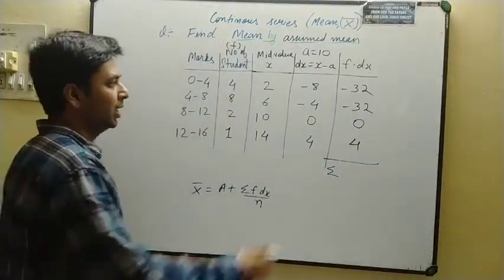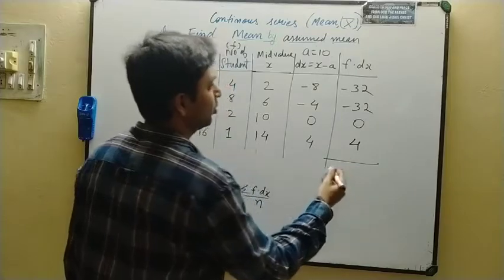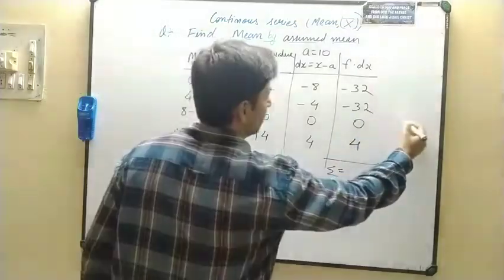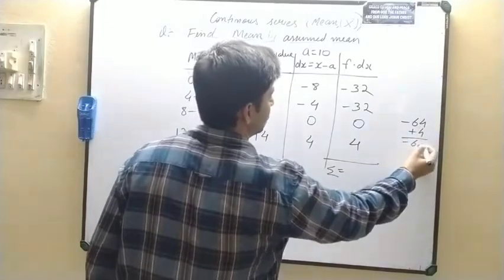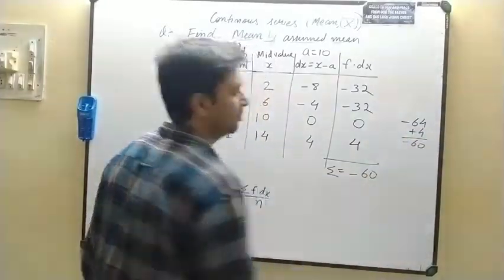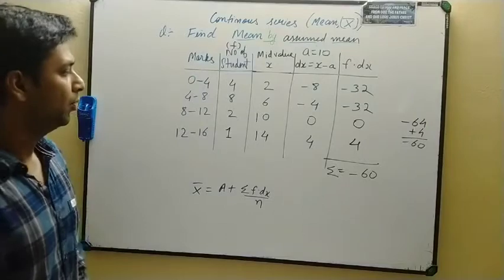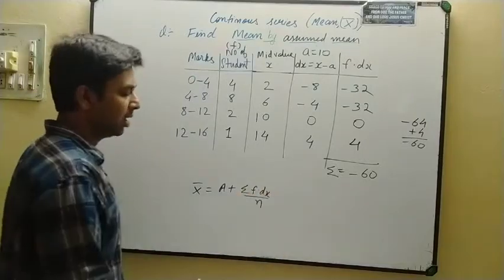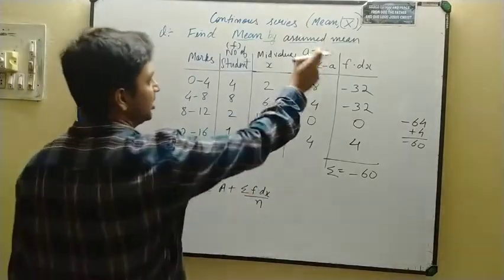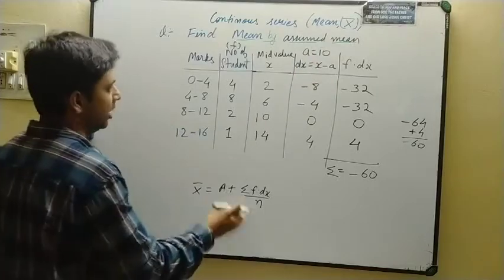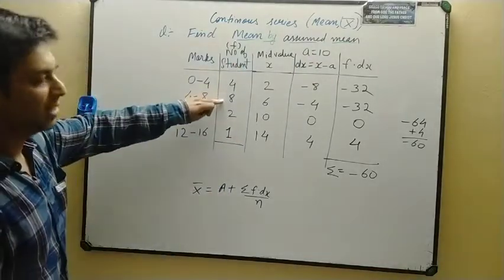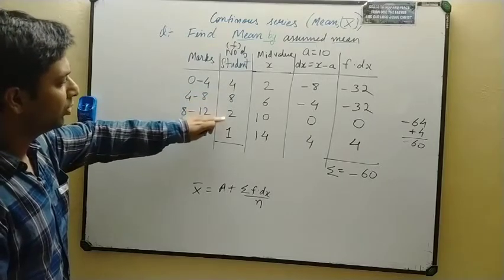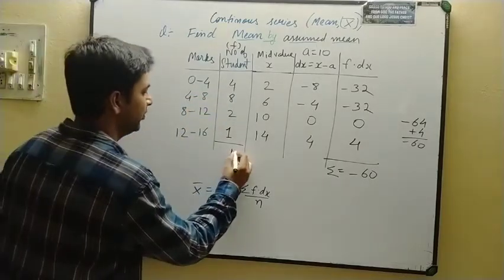Now let's do the total for this. This will be minus 64 and this will be a positive value, so minus 60 will come. We will write minus 60. Now, what do we need? This value we have. Assumed mean we know is 10. What we do not have is n, the total of this. So it will be 4 plus 8, 12, 12 plus 14, and this will be 15. So 15 will be the total.